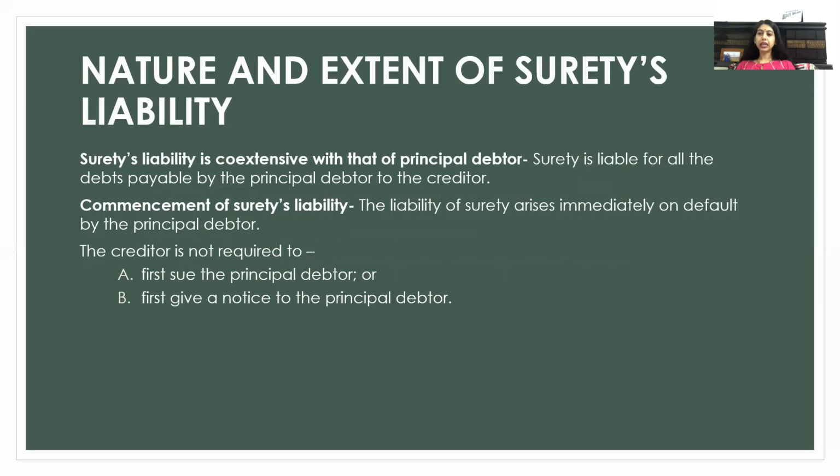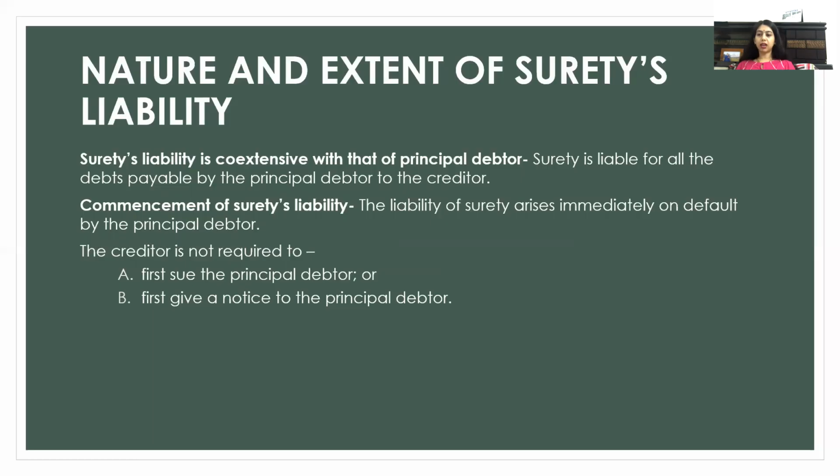Next, nature and extent of the surety's liability. The surety's liability is coextensive with that of the principal debtor. It is correlated with that of the principal debtor. The surety is liable for all the debts payable by the principal debtor to the creditor. Means whatever debt the principal debtor is supposed to pay to the creditor, the surety holds the same liability.